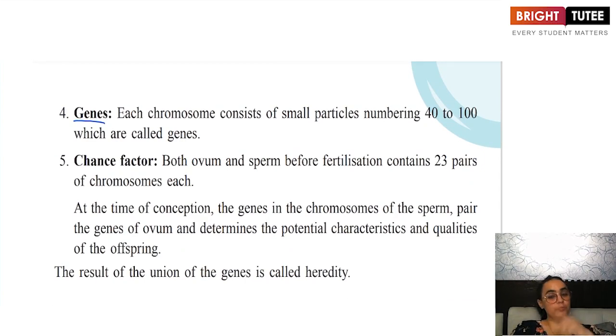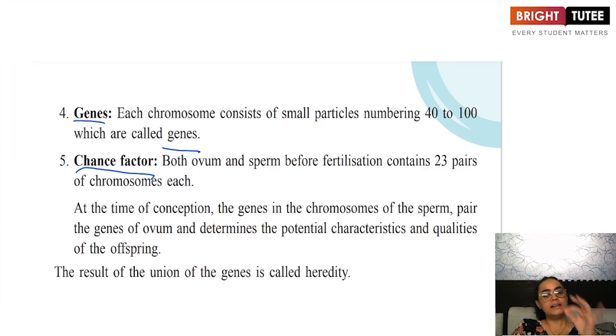Every chromosome further consists of 40 to 100 small particles, and those particles are known as genes. So when the mating process takes place, it is not only the chromosomes that are going to determine your traits or your characteristics, but the genes present in your chromosomes which will further decide what is important. Then we have the chance factor.